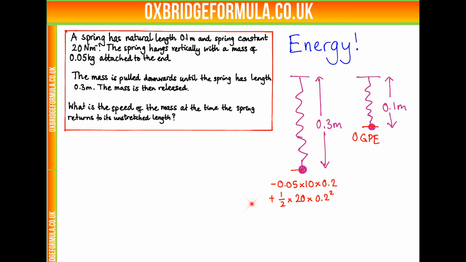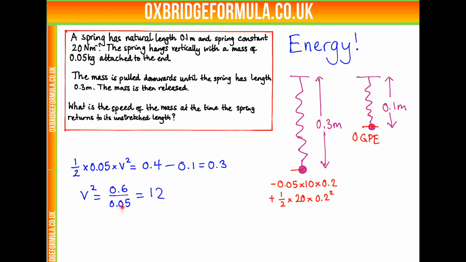So this kinetic energy is half times 0.05 times v squared, which is equal to 0.4. So half times 20 is 10, times 0.2 is 2, times 0.2 again is 0.4. Then take away 0.1 coming from the gravitational potential energy. This is 0.3 joules. So the velocity squared, if we rearrange this, is 0.6 divided by 0.05, which is 12. So taking the 2 over to that side to get the 0.6.